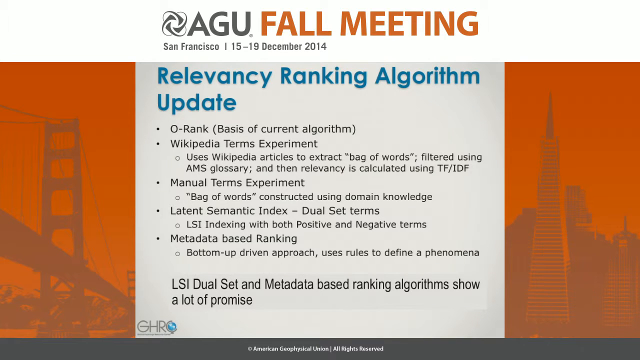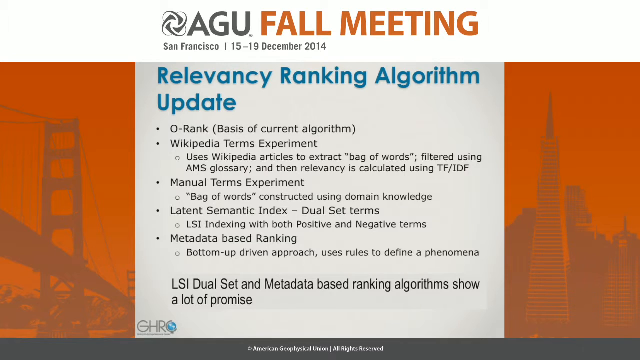That's one approach. The other approach is, instead of building an ontology, we just use a bag of words. We don't really care about relationships. We just want the set of terms that we can use for relevancy ranking against metadata. The last two methods: one is latent semantic indexing. We use a dual set of terms where we have both positive and negative terms to improve the ranking algorithm. And the last one is a metadata-based ranking.